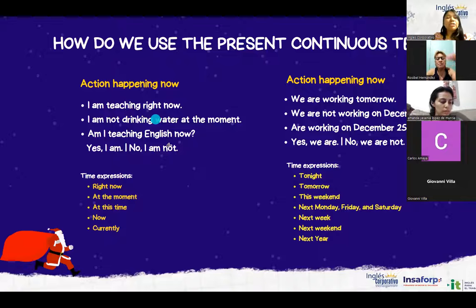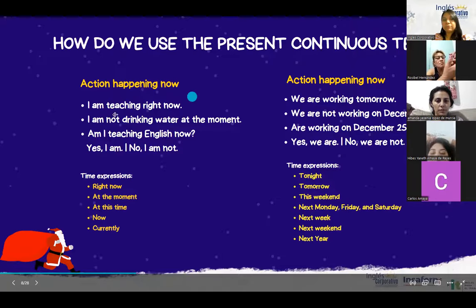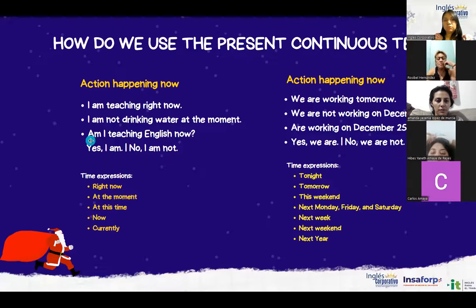Now, action happening now and action happening in the future. Okay. So in this case, let's see, I need one volunteer to read the examples. Okay, Carlos, help us read the examples that we have right here. I am teaching right now. I'm not drinking water at the moment. Am I teaching English now? Yes, I am. No, I'm not. The expressions right now, at the moment, at this time, now, currently. Thank you.